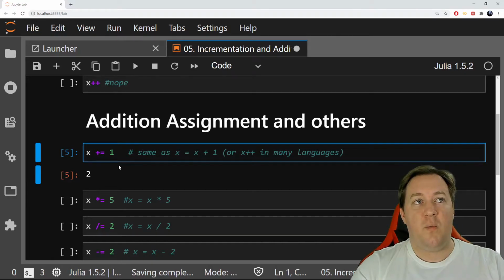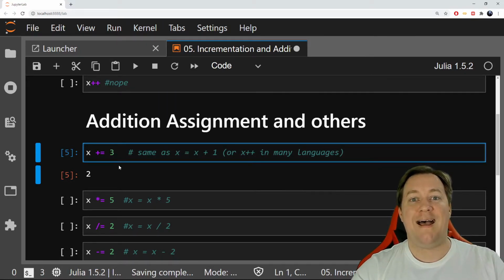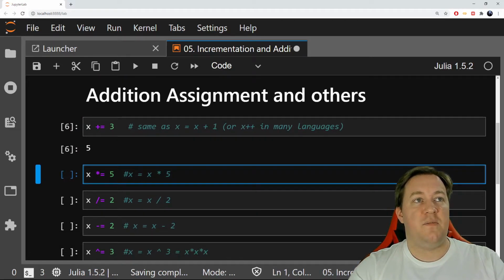It doesn't have to be 1 here. It could be something else. I could, for instance, put a 3 here. So it means add 3 to whatever value x was. So x was 2. I run that, and now x is 5. Cool? So now let's do something else.